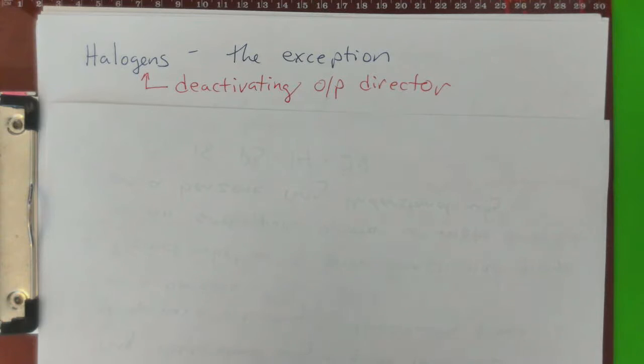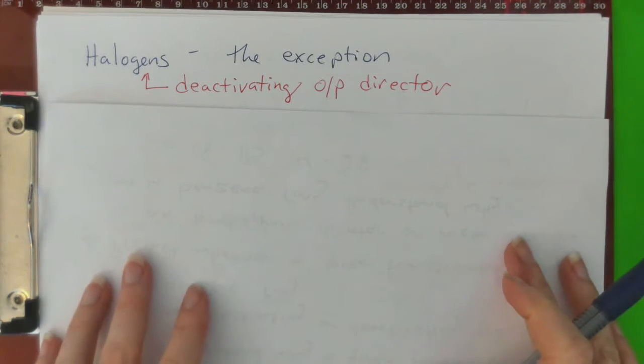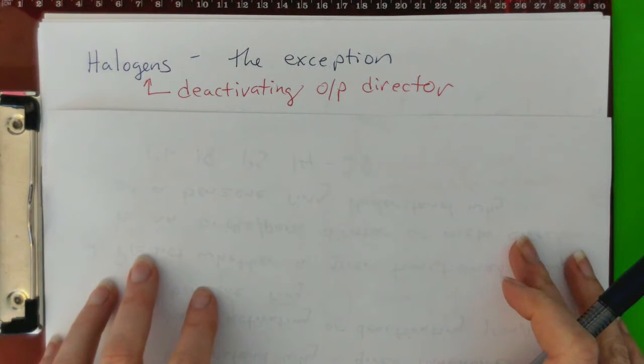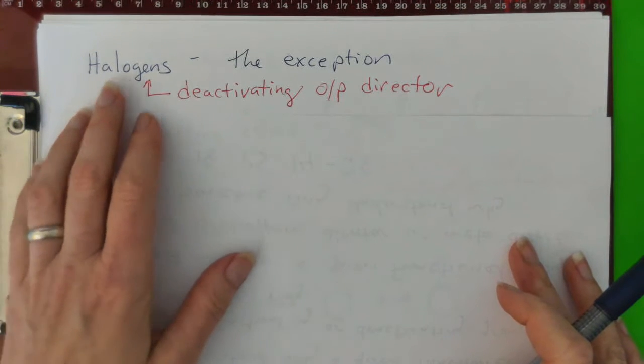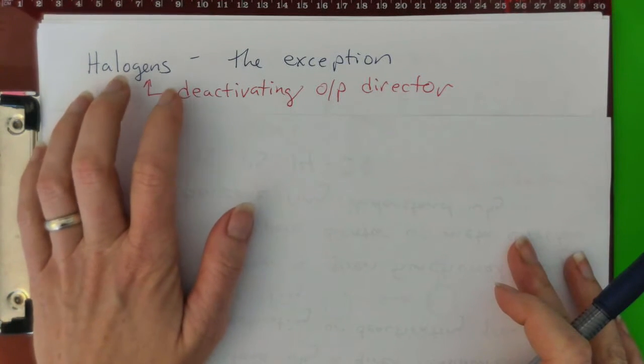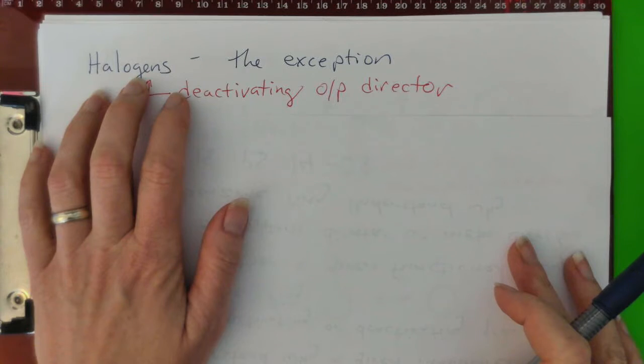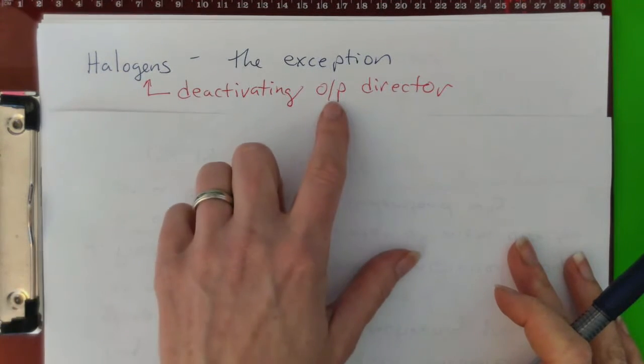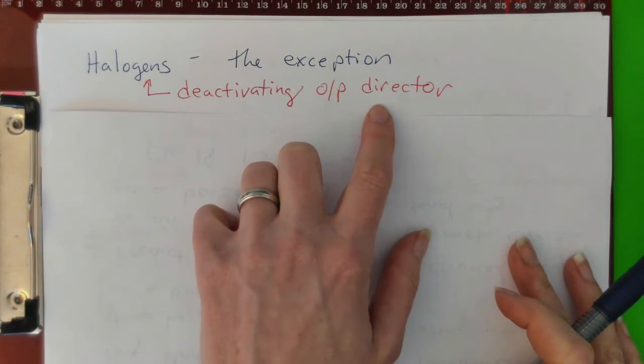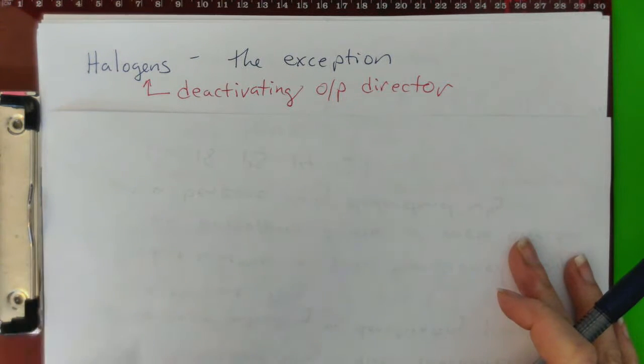So we've looked at some examples of activating groups, and we looked at a deactivating group in the last video. That deactivating group was a meta-director. Now I'm going to talk about a different type of deactivating group, the halogens. These are special because they break the rule of deactivators, because they are ortho-para directors. So we want to be able to explain why that's the case.